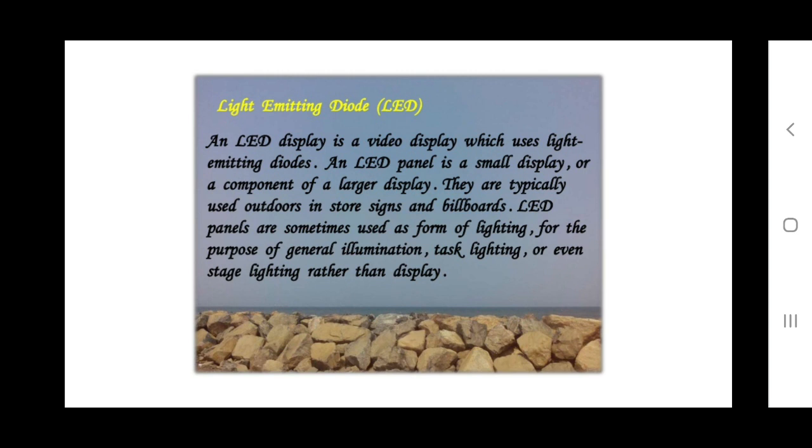And then next, coming to the light emitting diode. An LED display is a video display which uses light emitting diodes. An LED panel is a small display or a component of a larger display. They are typically used outdoors in store signs and billboards. LED panels are sometimes used as a form of lighting for the purpose of general illumination, task lighting, or even stage lighting rather than display.